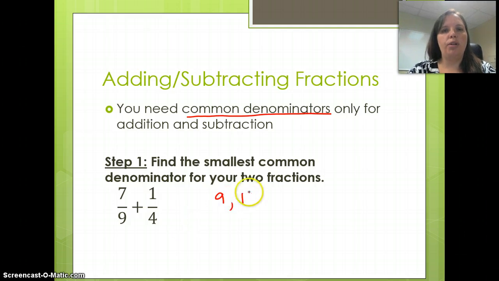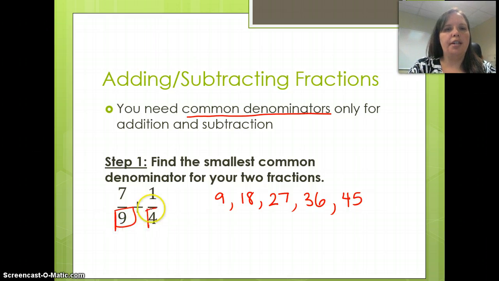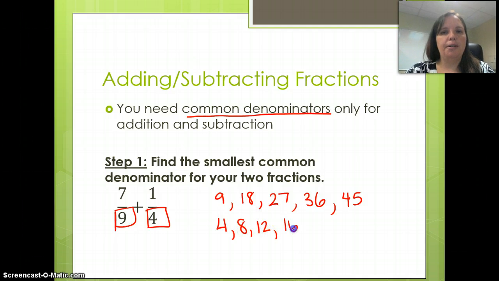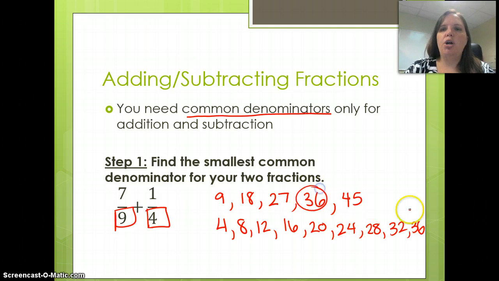Probably more likely you're going to do this in your head, but you're going to figure out, what could I turn both of these numbers into? What could I turn this denominator and this denominator into using only multiplication? So I need to think of my multiples of each number. 4, 8, 12, 16, 20, 24, 28, 32, 36. Once I come to the smallest number they have in common, that's my common denominator.